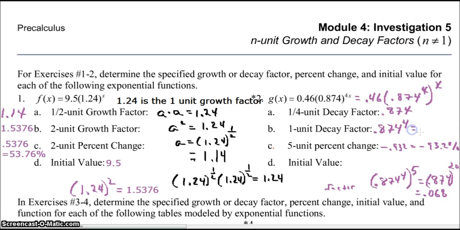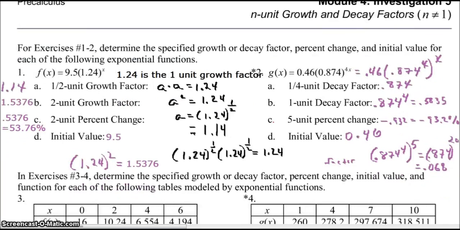And by the way, this number was 0.5835. And the initial value 0.46. Just plug 0 into this function and we'll see here's our initial value. Well, that was fun.